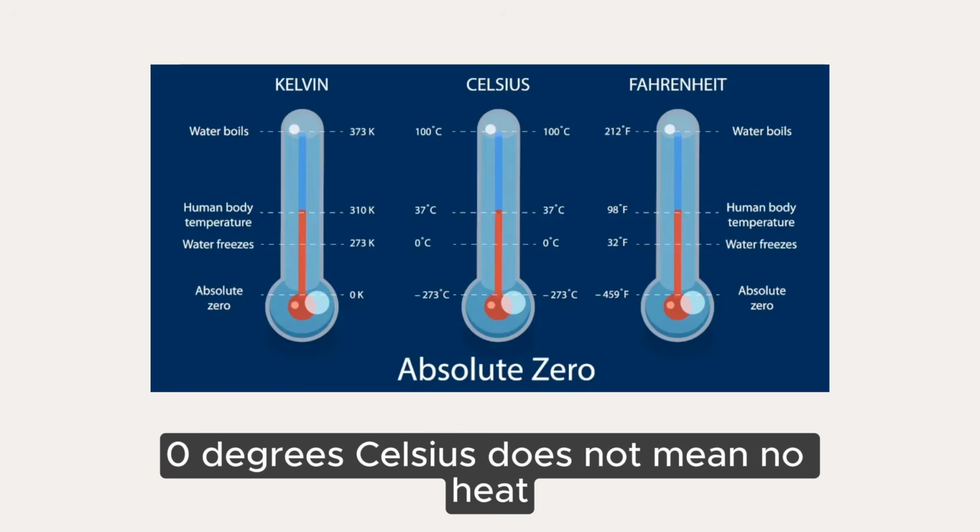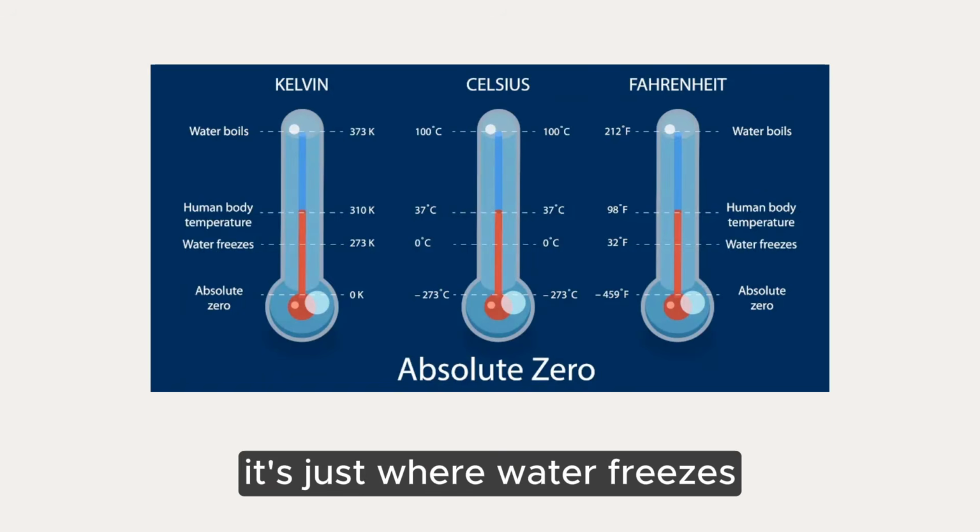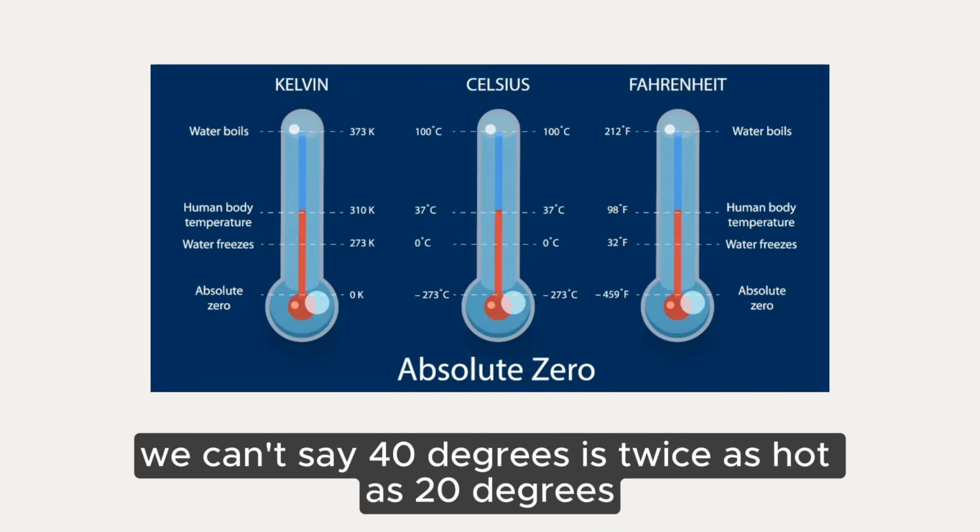0 degrees Celsius does not mean no heat. It's just where water freezes. Because there's no true zero, we can't say 40 degrees is twice as hot as 20 degrees.